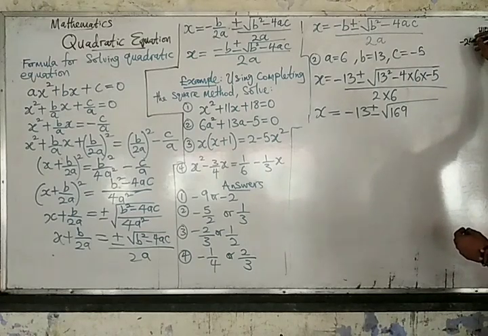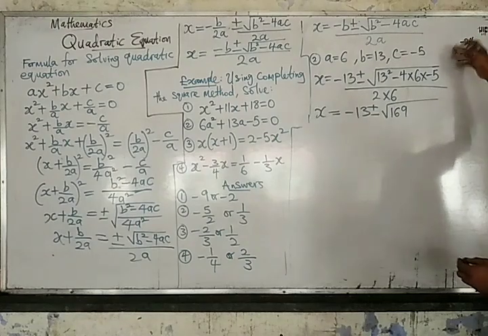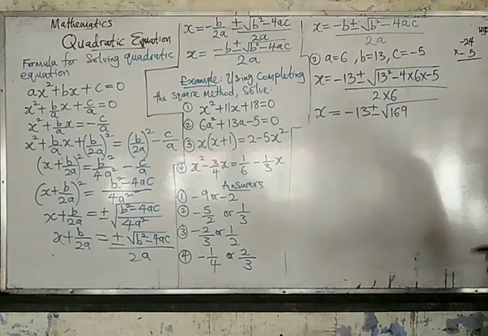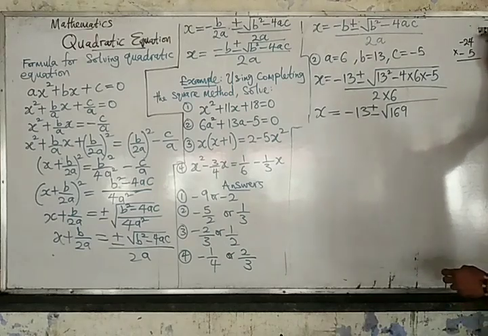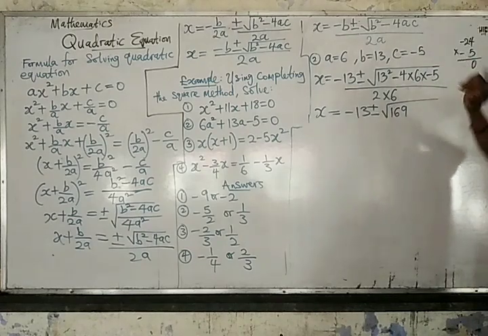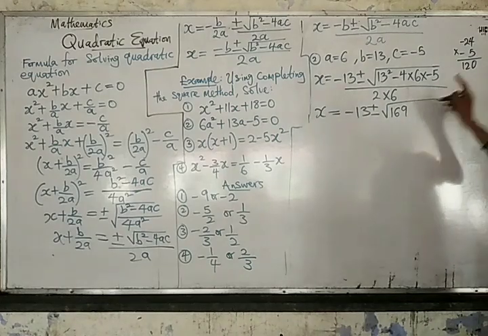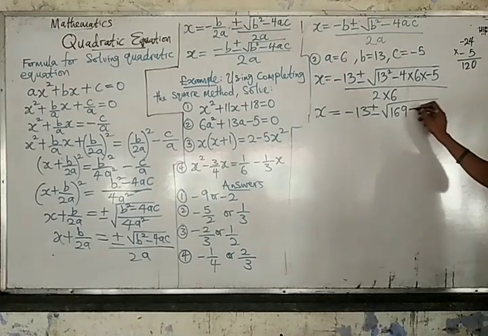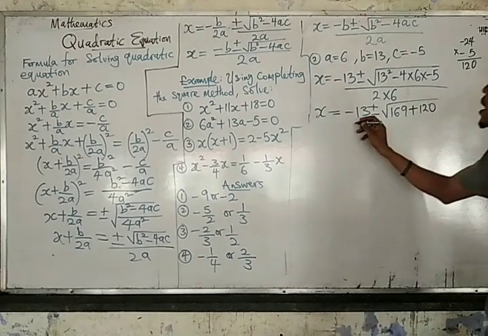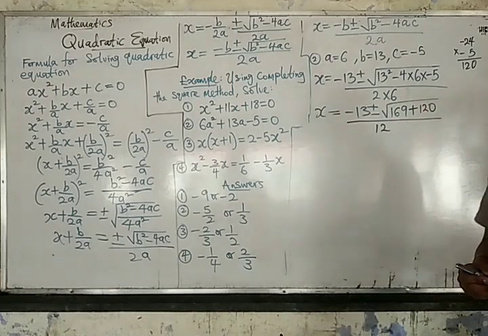Then minus 24 multiplied by minus 5. To start with, minus times minus will result to addition, plus. Fine. 5 multiplied by 4, we have 20. Then 5 multiplied by 2, we have 10. Then 10 plus the remaining 2, we have 12. This gives us 120. So we have plus 120, everything divided by 2 multiplied by 6, which will give us 12.